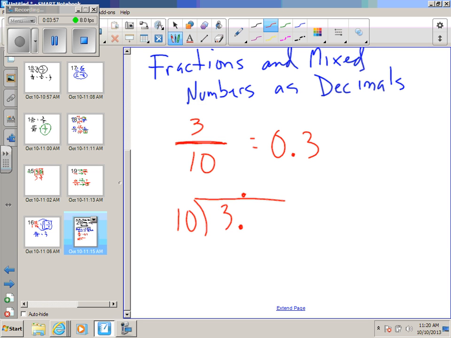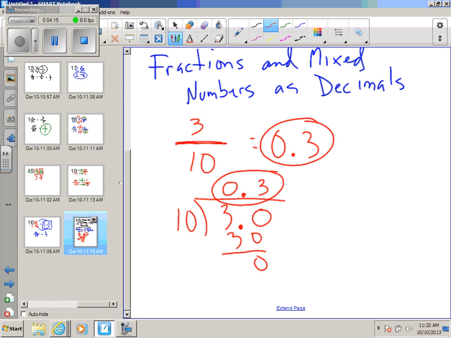So now, say, okay, does 10 go into 3? No. Does that mean I'm finished? 0. Does 10 go into 30? And we said 3 times. Did we still get the 0.3 that we started with? Okay.